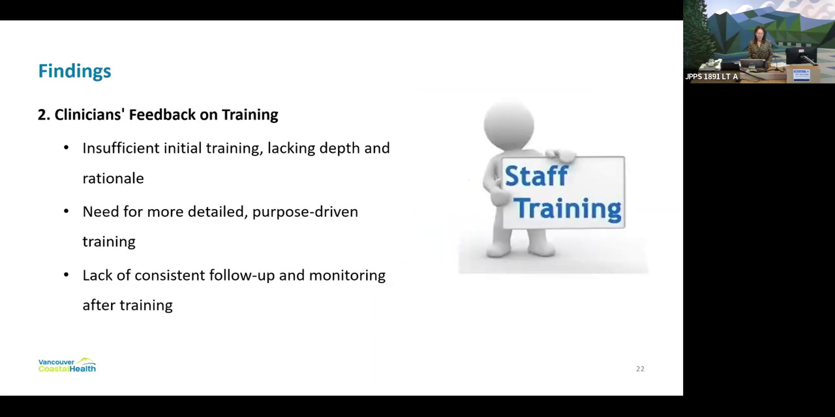The other finding was about their feedback on the training. They felt that there was insufficient initial training, lacking depth and rationale to understand why they were asked to use this tool. There was a need for more detailed and purpose-driven training, as well as a lack of consistent follow-up and monitoring after training, so they wanted more of that sustainment piece.